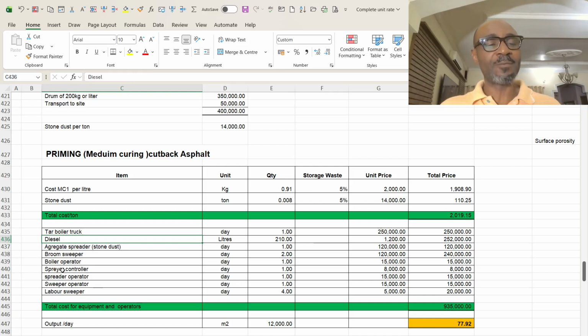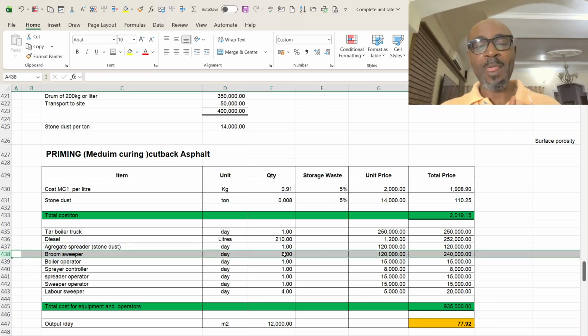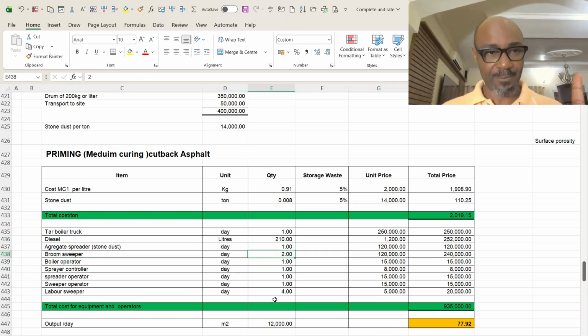Then you have the broom sweeper. The broom sweeper has two functions. That is why you can see where I have the broom sweeper. I booked it for 2 days because it will be used before the spraying of the MC1 to sweep off the dust on the surface of the stone base course.